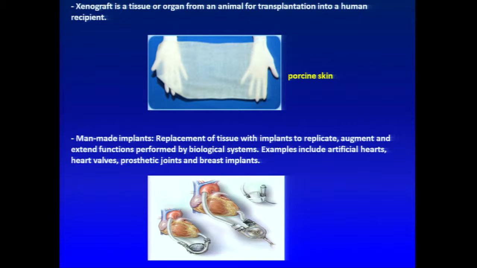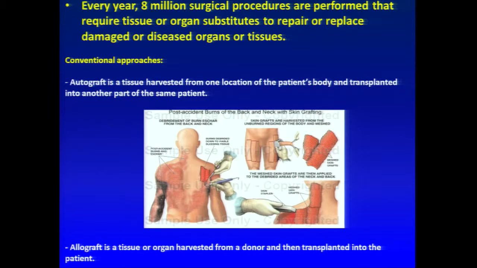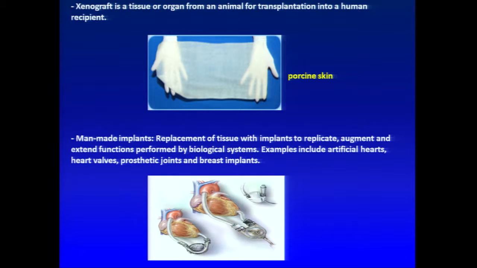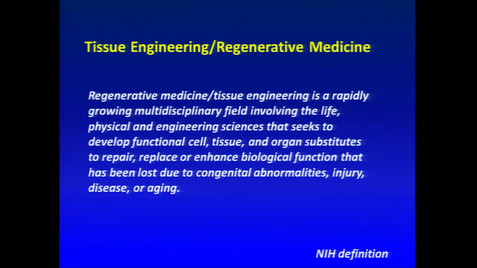If you use xenograft, it's from animal. It's dangerous. If you implant animal tissue in the body, you see a huge immune response. If you use autograft or allograft from a donor, you have a limited number of tissues or organs available. So people thought that we can regenerate these damaged tissues and organs. This is tissue engineering and regenerative medicine. The definition is that we develop functional cell, tissue and organ substitutes to repair, replace, or enhance biological function of the tissues and organs.